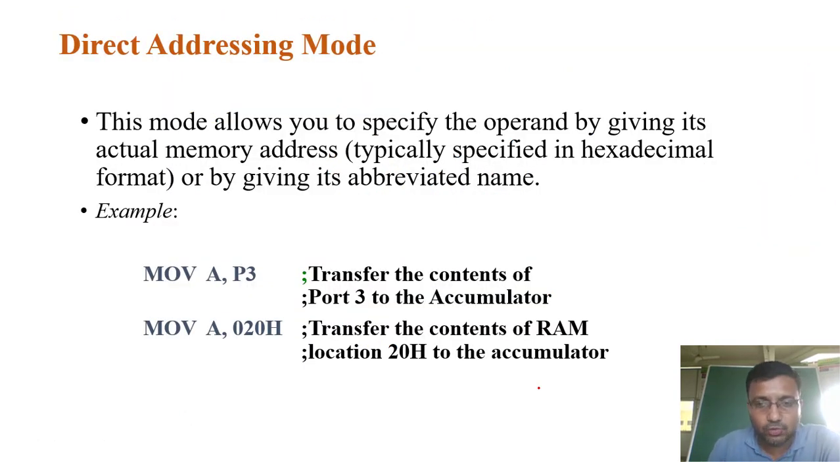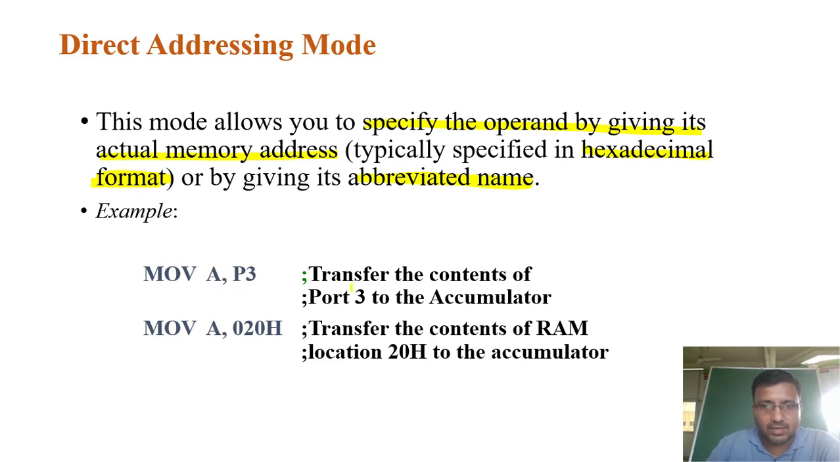Next is the direct addressing mode. In the direct addressing mode, you specify the operand by giving its actual memory address, typically specified in hexadecimal format, and also by giving its abbreviated name as well. So here is the example.